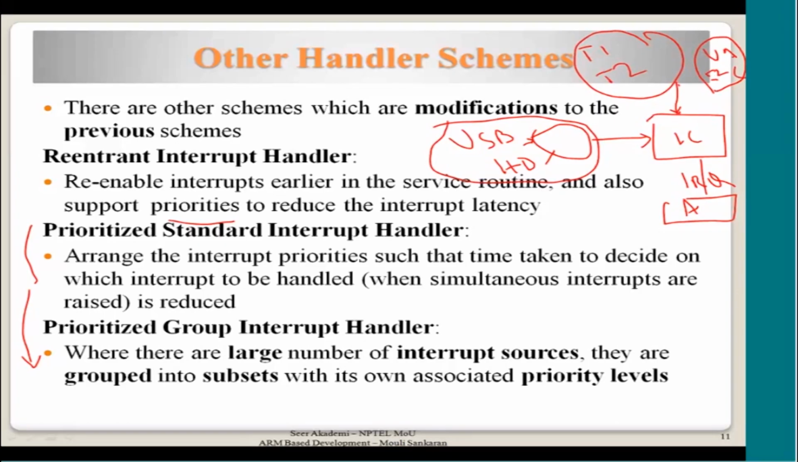These different devices can be grouped together, and then they are all connected to the controller. So what are we doing? We are grouping them all, and then we are giving a single priority to each of the groups.